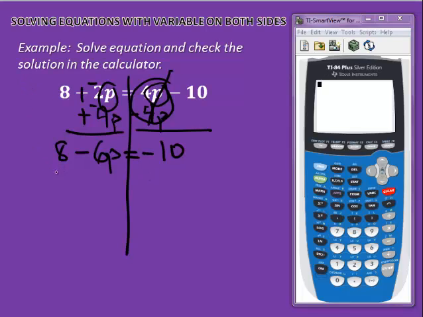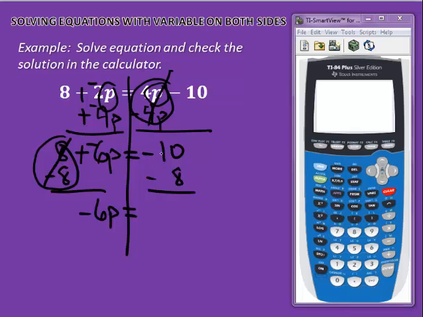Now let's zero out the part that's not the variable. So I'm going to subtract 8 from both sides. And those make 0. And don't forget that minus, that subtraction makes that plus a negative. So I have negative 6p equals negative 10 plus a negative 8 makes negative 18.